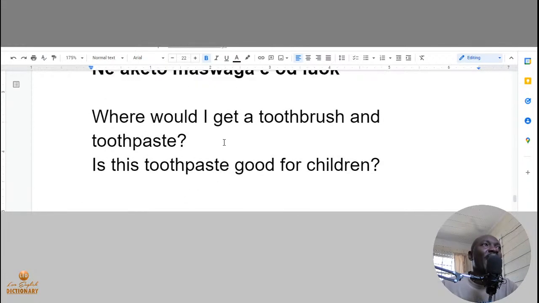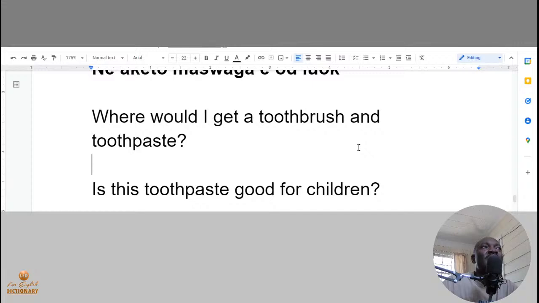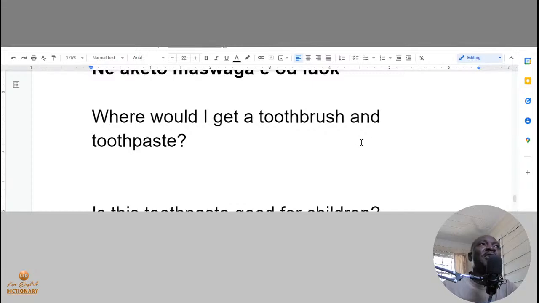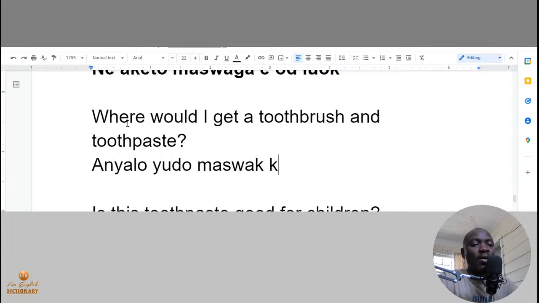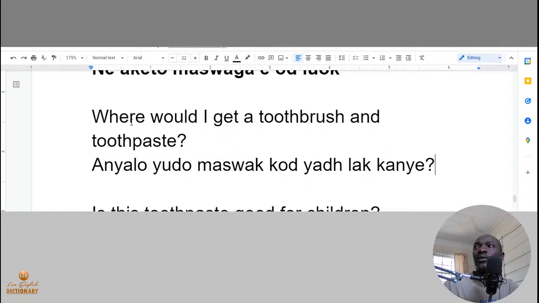Then, where would I get a toothbrush and a toothpaste? This is a typical question. When you're new in a house, you can ask this question. And that is why I put it here. You will say, anyalo yudo maswak kod yadh lak kanye. Anyalo yudo maswak kod yad lak kanye.